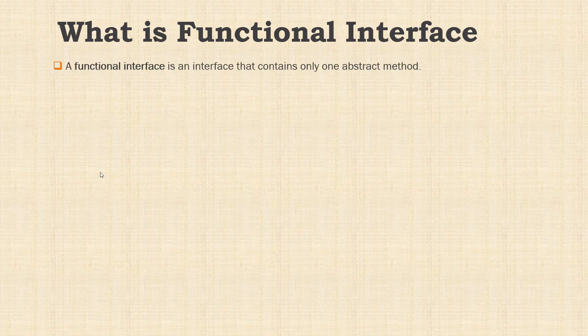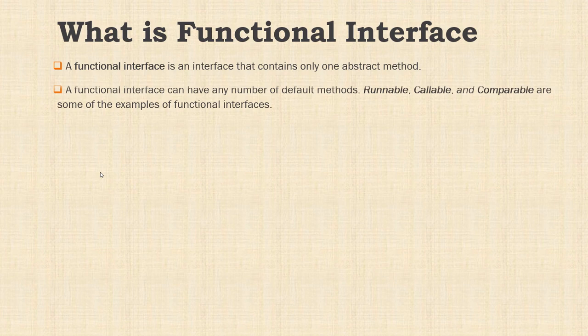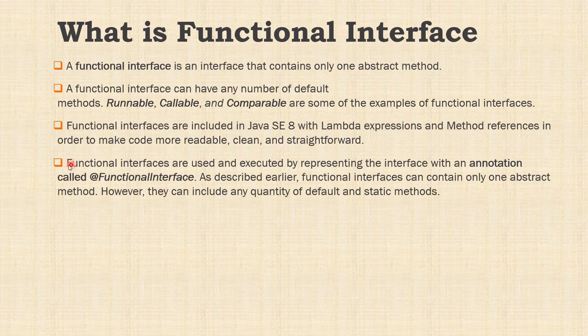It was introduced in Java 1.8. A functional interface can have any number of default methods and static methods, but only one abstract method should be there inside the functional interface. These are examples of real-time functional interfaces: Runnable, Callable, Comparable.